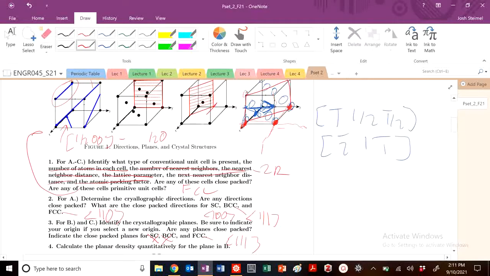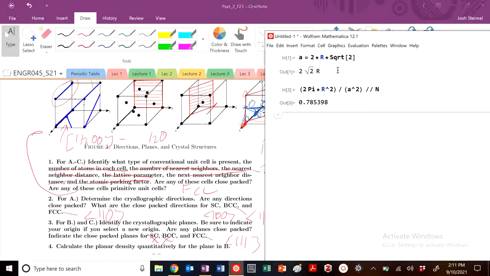So I'm going to have an atom here as well. So atoms at the corners. I know this distance is a. This distance is a root 2. So I have my planar density going to be pi r squared divided by a times square root of 2. All I have to do, I can adjust this here. I can do a times square root of 2. And that's my planar density.